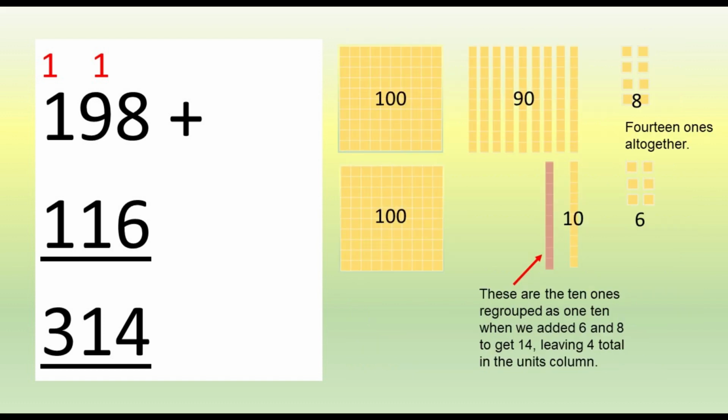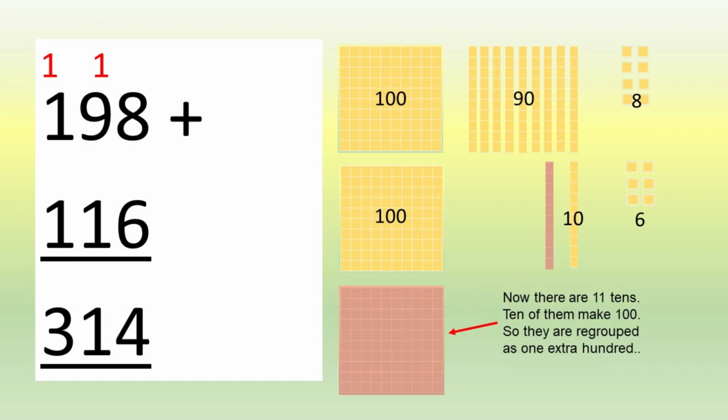These are the 10 ones that we regrouped as 1 ten into the tens column. These are the 4 ones left that are written in the units column. Now there are 11 lots of tens. 10 of them are regrouped as 100, bringing the hundreds to 3.